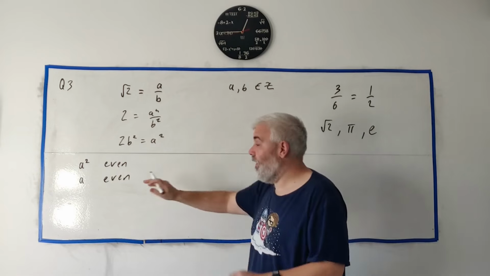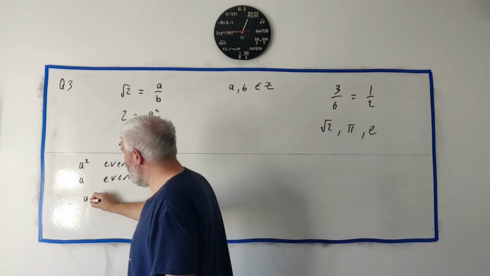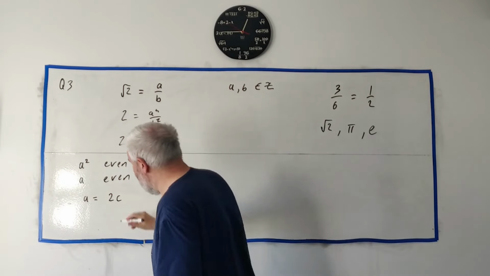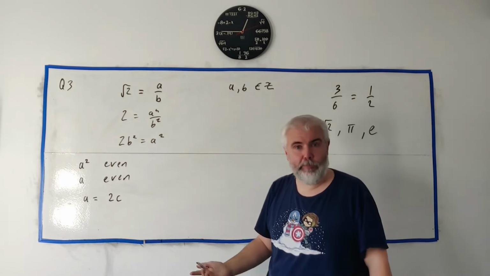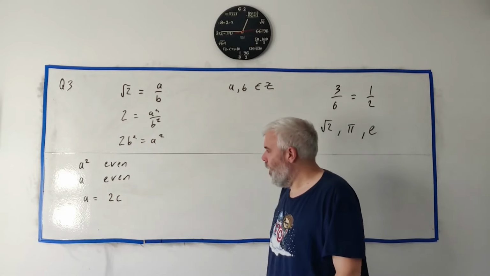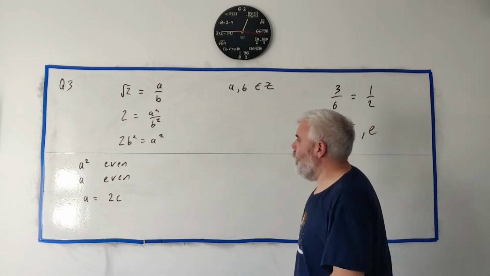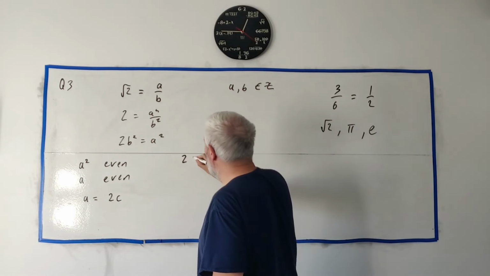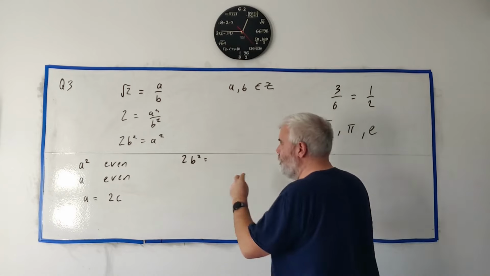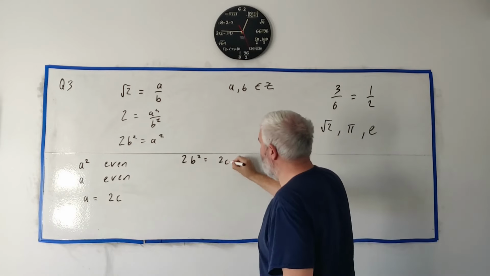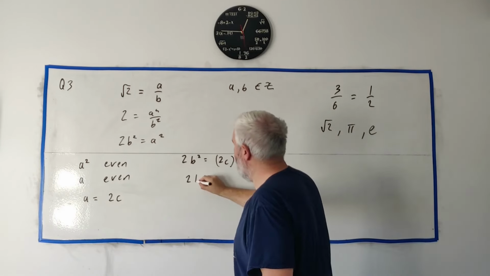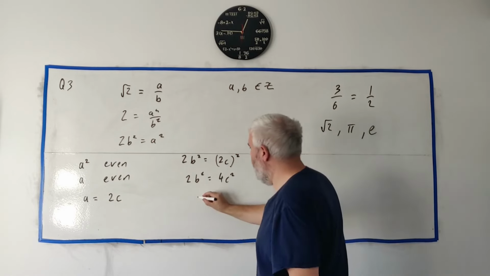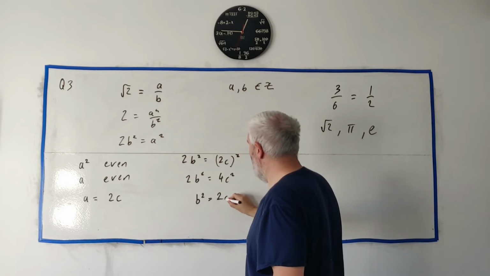Okay, but if a is even, that means I can rewrite a as 2 times some letter, we'll say c. That's pretty much the definition of an even number: it can be written as a multiple of 2. So I'll leave that for a moment. If we put that back into the equation up here, 2b squared is equal to, instead of a squared, (2c) squared. This becomes 2b squared is equal to 4c squared. Divide them both by 2, and we get b squared is equal to 2c squared.